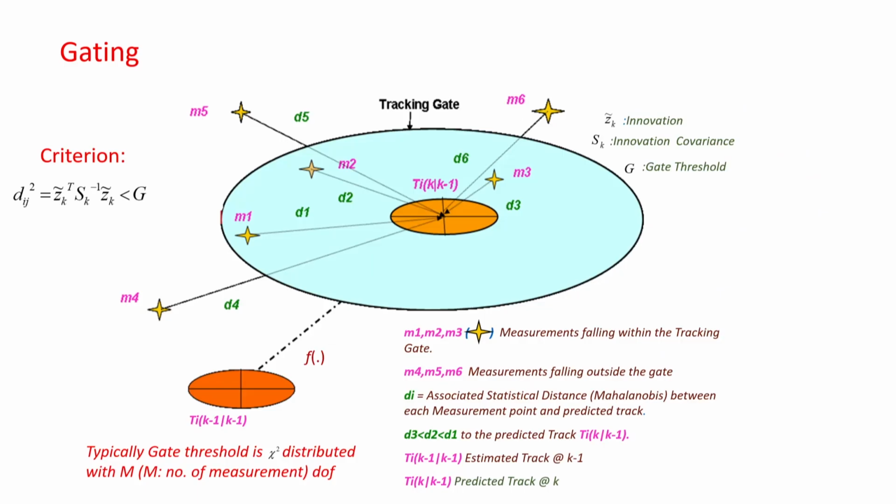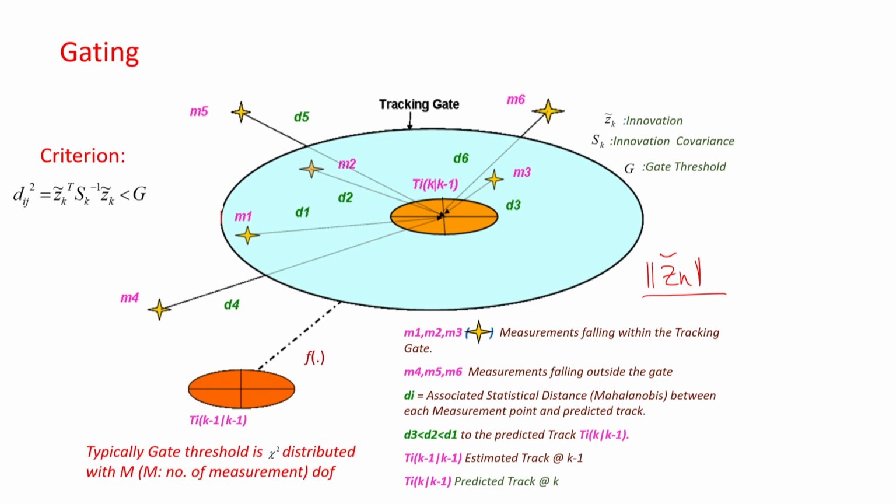Gating I already told multiple times in my lecture. Say this is your track; you create a small neighborhood, which means you create a norm of innovation with the incoming measurement. In the next scan measurements are coming. You are in your estimated space at t equal to k minus 1, you go using your Markovian dynamics or your state transition matrix to a predicted space at t equal to k, you get the measurement at t equal to k, and you form the innovation and the normalized innovation. This is called a statistical distance.